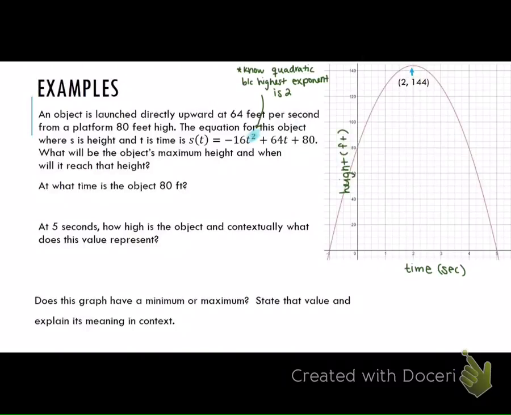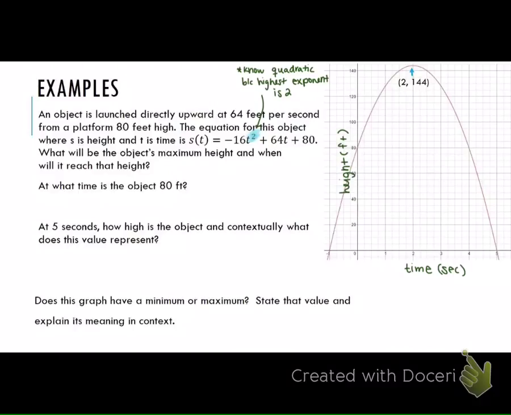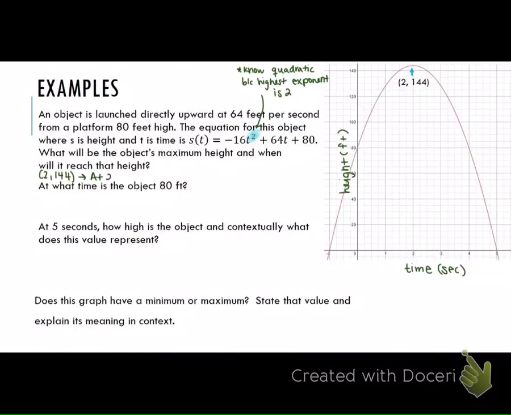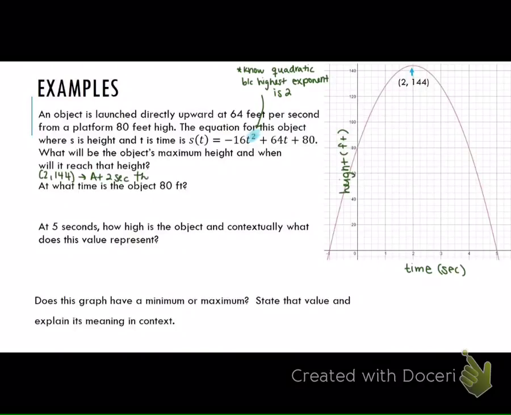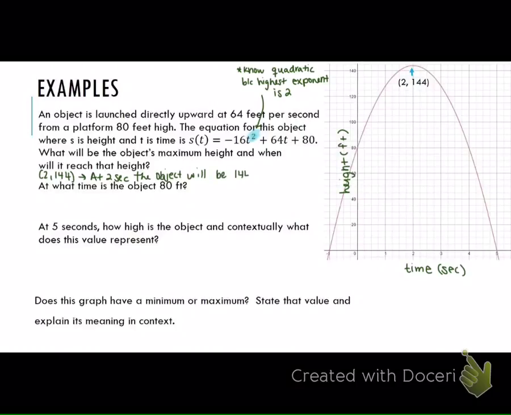So, Mike, what is our maximum height, and when will it reach that height? At 2 seconds it will reach 144. So our highest point is (2, 144), which means at 2 seconds, the object will be 144 feet. Very good. So the maximum height is up here at the vertex.